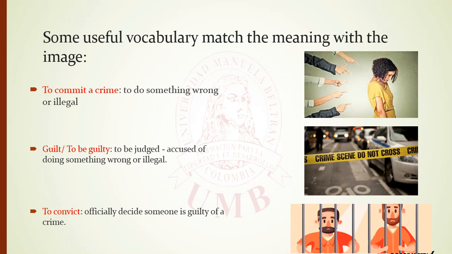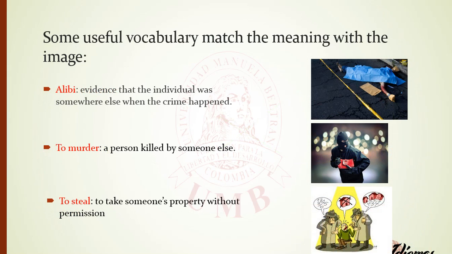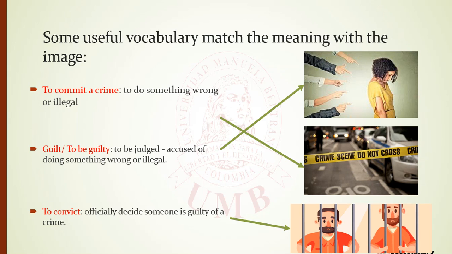To commit a crime, to do something wrong or illegal. So what is the correct one? The image that represents to commit a crime: the first one, the second one, or the third one. So you can see that it is the second one, to do something wrong or illegal. Next one, guilt, or to be guilty. It means to be judged, accused of doing something wrong or illegal. So according to the image, what is that one? You can see that it is the first one. And obviously the last one is the last image. To convict. To officially decide someone is guilty of a crime, which is when a person goes to jail.